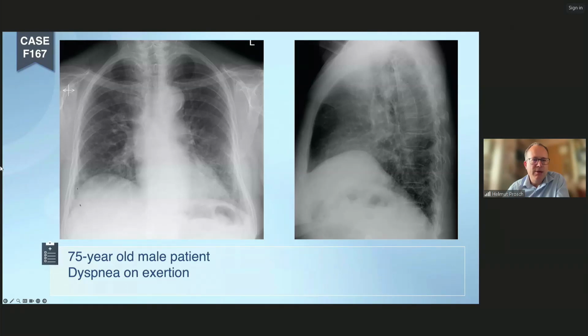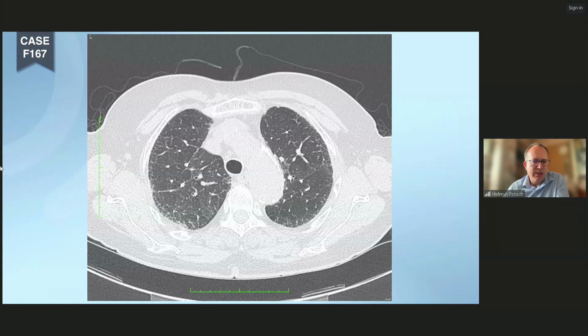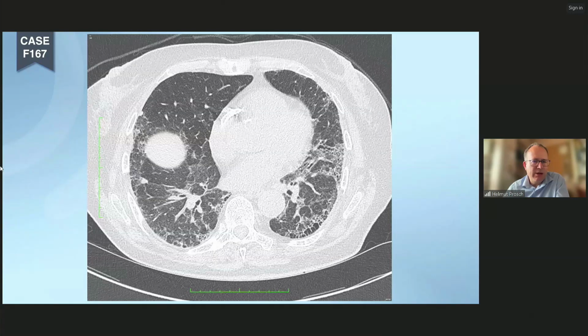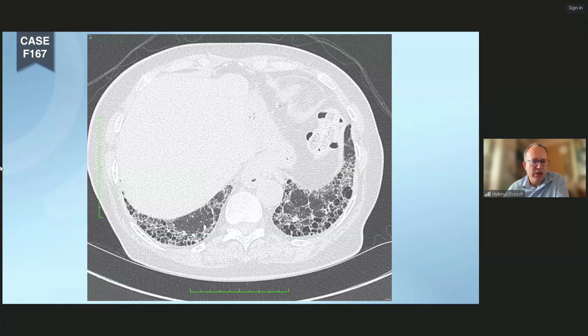And as you can see here, there's an elevation of both diaphragms, the right a little bit more than the left side, giving you the impression of a loss of volume. So this is the CT scan now here on the right side. And clicking through these pictures, you will see that the apical parts, it's not completely normal, but it doesn't look too bad. And going down, you see it's getting more and more advanced. And here in the basal part, you see quite some changes.